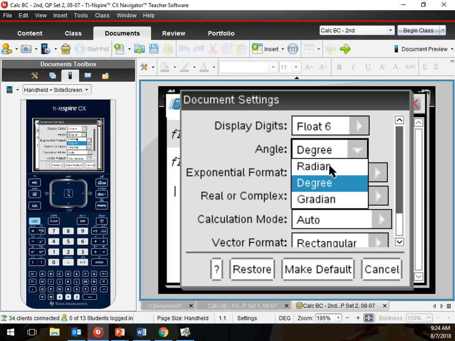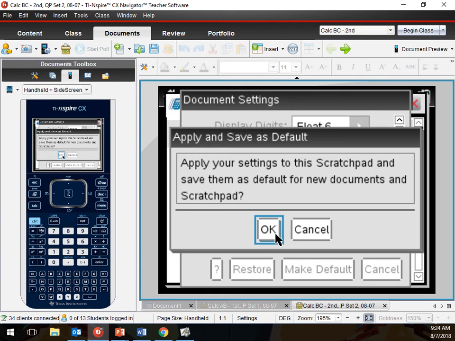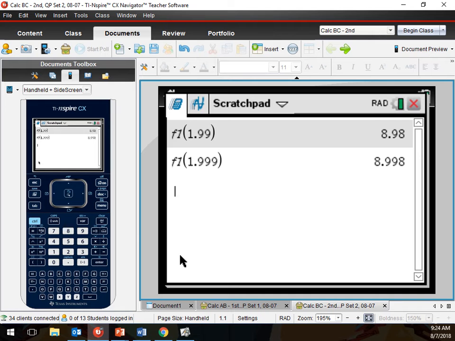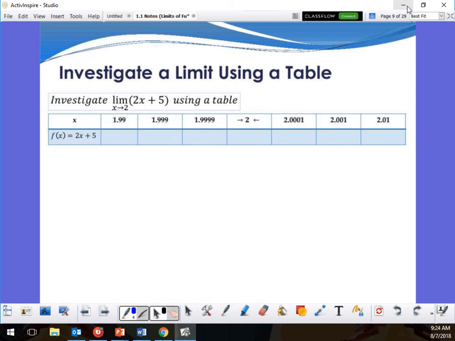Document settings. I need radian. Okay. All right. So let's see, as I go, this is going to be 1.99, so it gives me, what was it, 8 point what? 90. Next one's going to be 8.998.